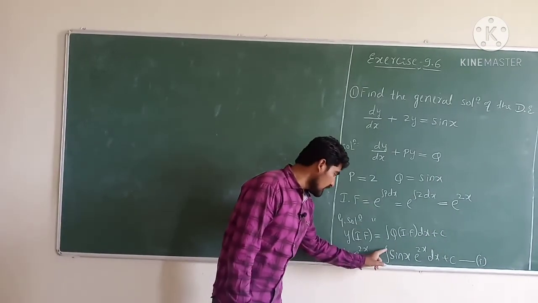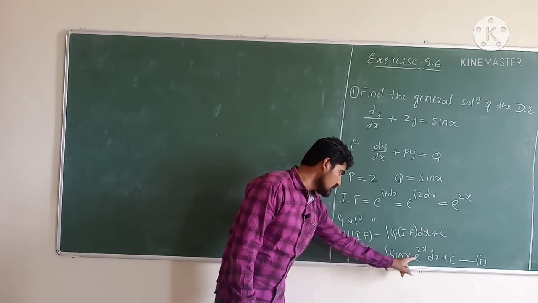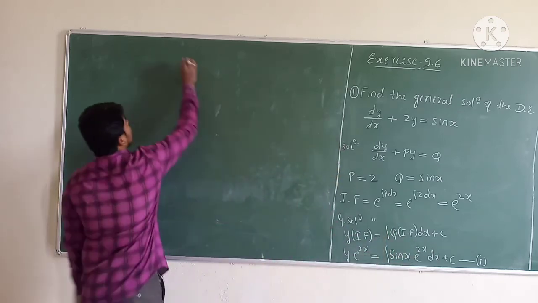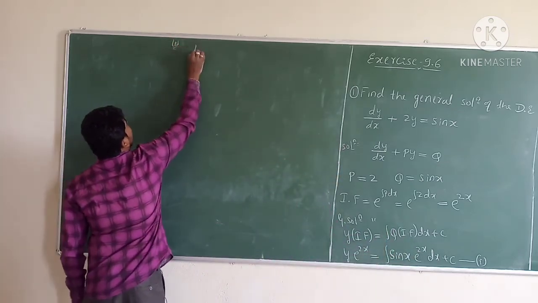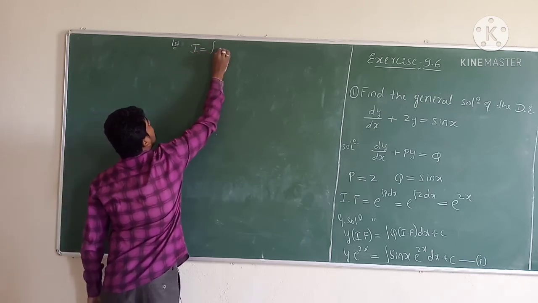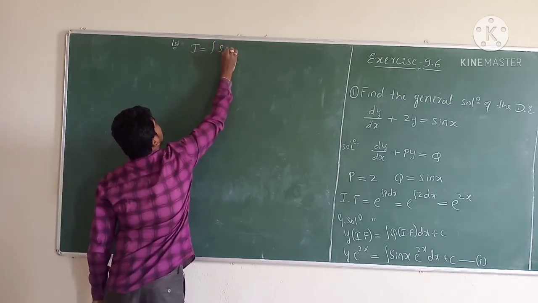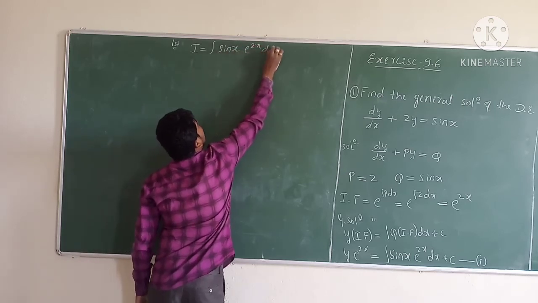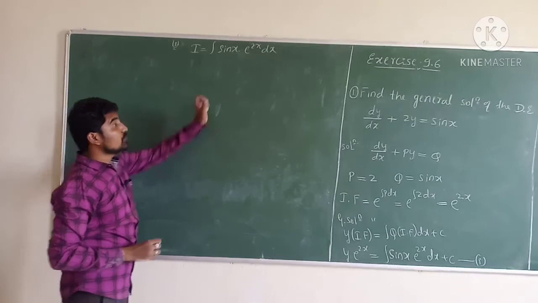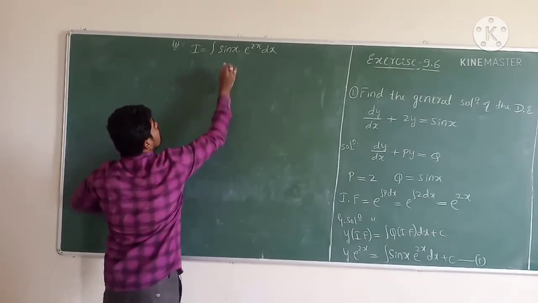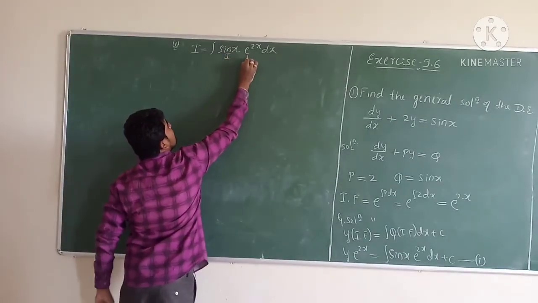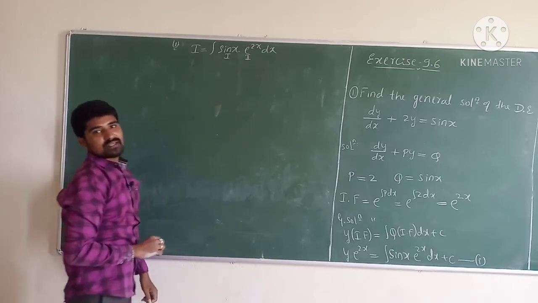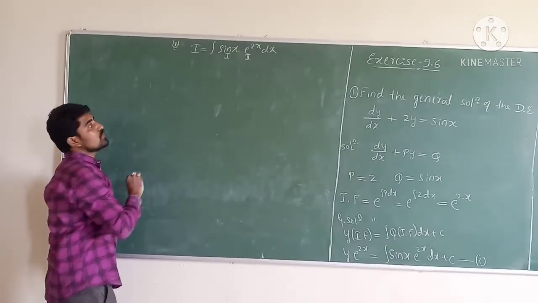Now we need to find out the integration of sin x e power 2x dx. So let us consider that the value of I is equal to integration of sin x into e power 2x dx. By using the ILATE rule, the first function is sin x and the second function is e power 2x. Integration by using parts method.